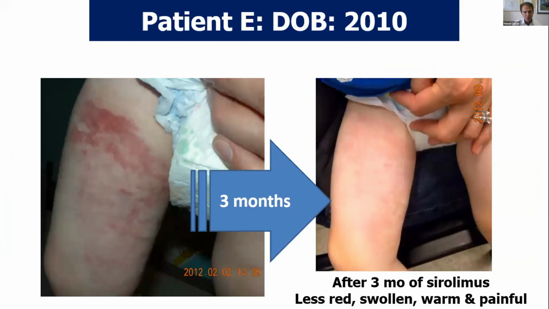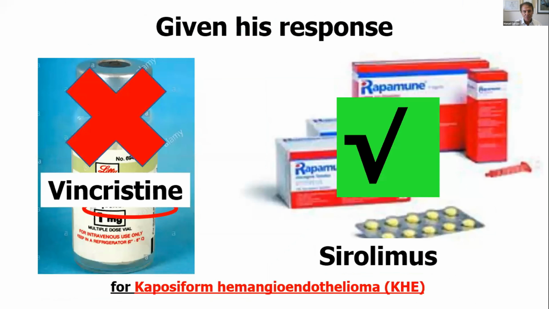And he did very well. After 3 months of Sirolimus, his lesion was much less red, much less swollen, less warm, and less painful. And so very quickly, as a result of that, I basically abandoned Vincristine, and I switched these patients to Sirolimus, and I started using Sirolimus for these Kaposiform hemangioendotheliomas.